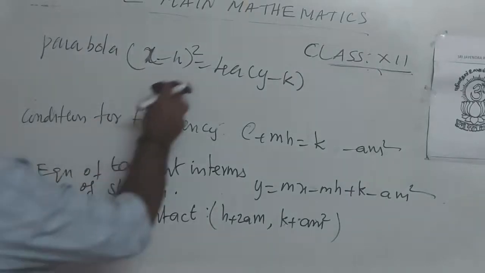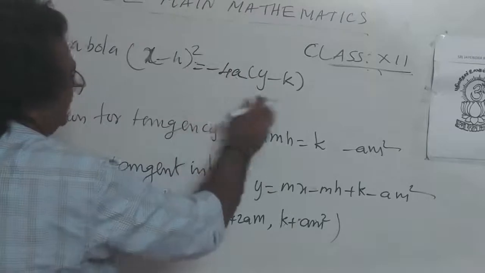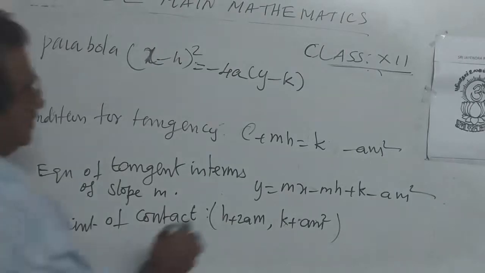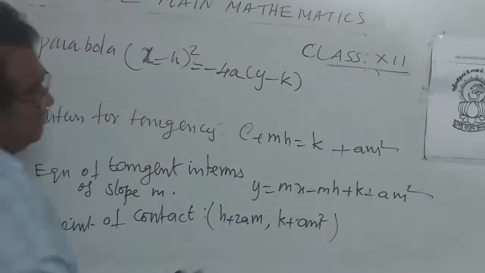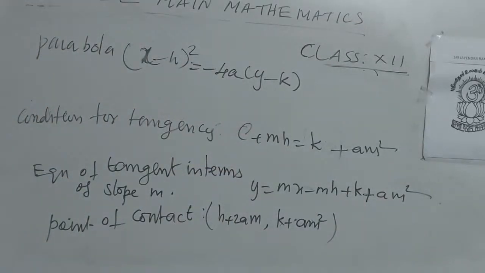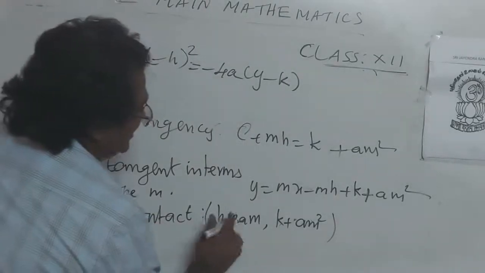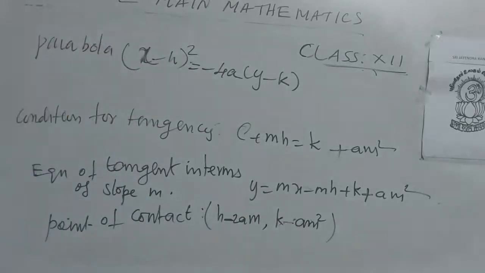For x minus h whole squared equal to minus 4a into y minus k, the condition is c plus mh equal to k plus am squared. The tangent also has plus am squared. Here the point of contact is h minus 2am comma k minus am squared.